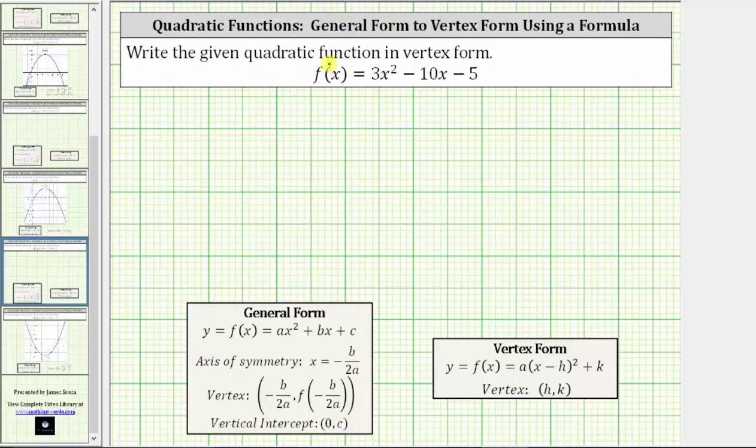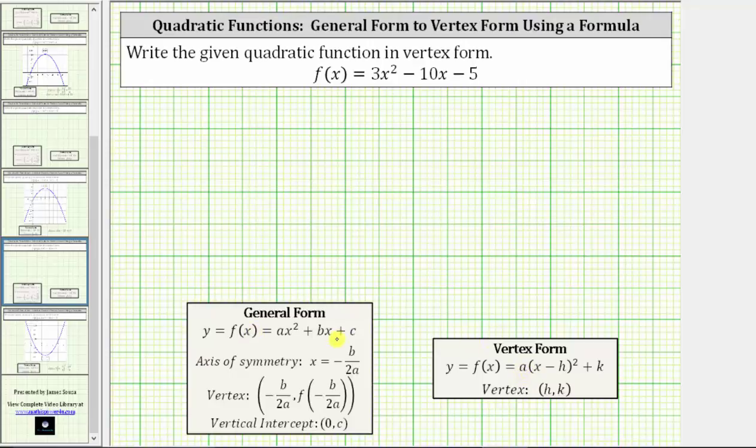We are asked to write the given quadratic function in vertex form. Notice right now the quadratic function is in general form. To write the function in vertex form, we will use the formula shown here to determine the vertex. Once we determine the vertex, this will give us h and k in vertex form, and then the value of a in vertex form is the same as the value of a in general form.